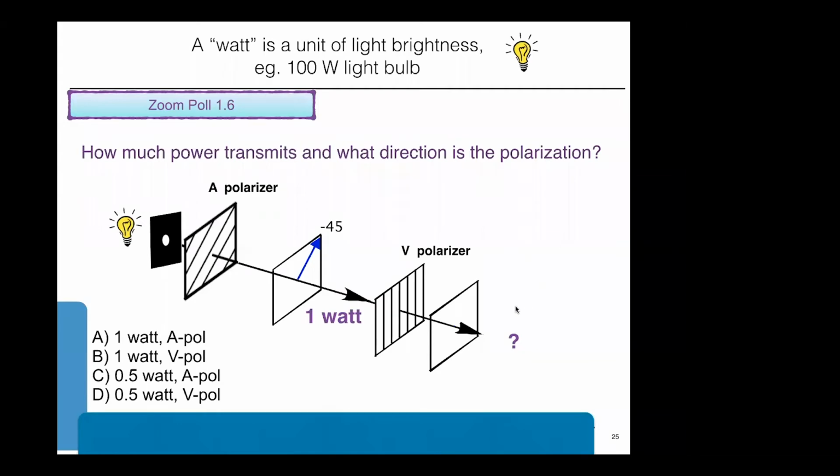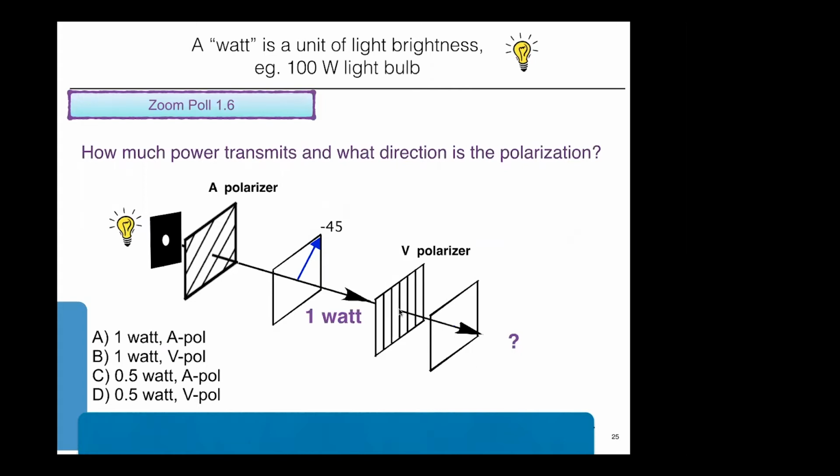So almost everybody said half a watt, that's correct. But some people said that the light here would be V pol, which is the same as this polarizer. And some people said the light here would be A pol, which is the same as the original A preparation of the light. So that's a very interesting question, which I want you to think about.